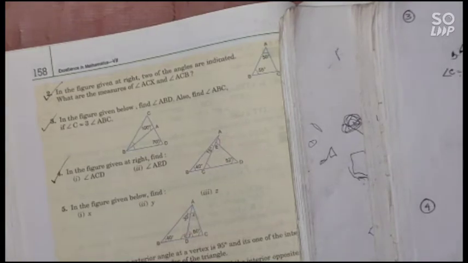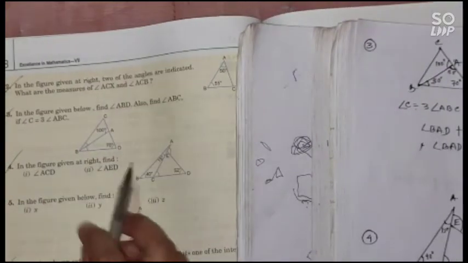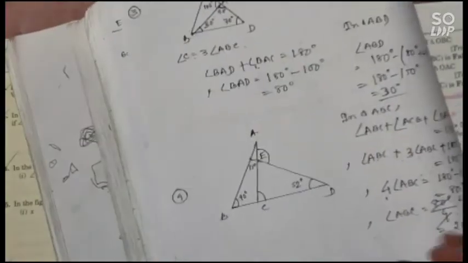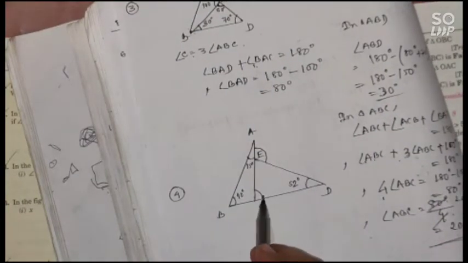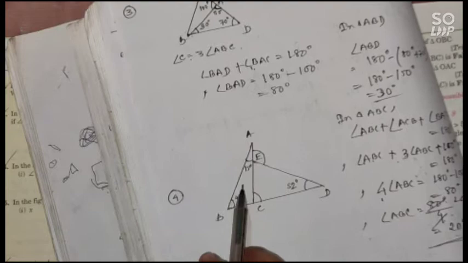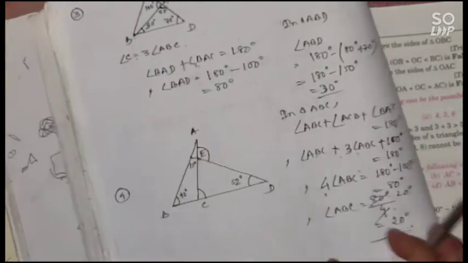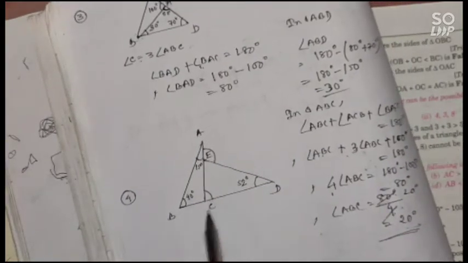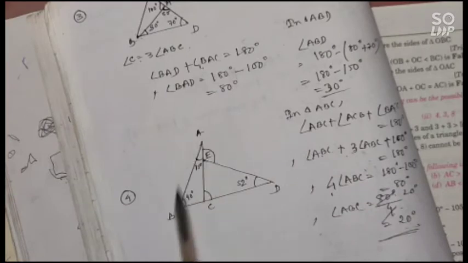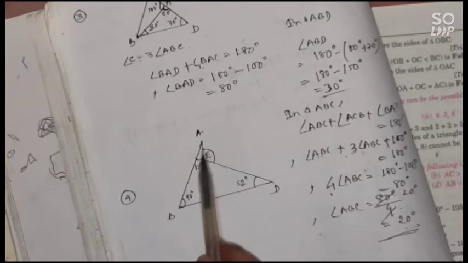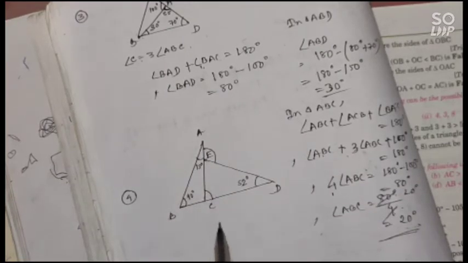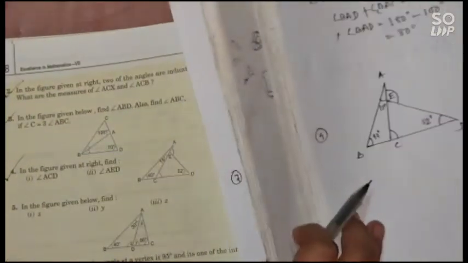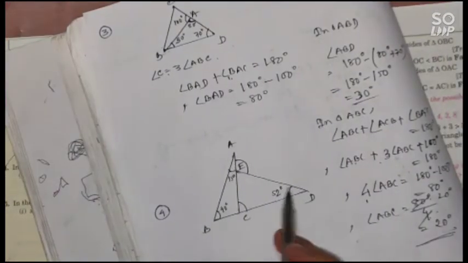Next, question number 4. In the figure given at right, find ACD and AED. This is very easy. I am not doing this question, but I will just help you. Angle ACD, this is the exterior angle of triangle ABC. So ACD equal to BAC plus ABC. Then you can get the value of angle ACD and angle AED.